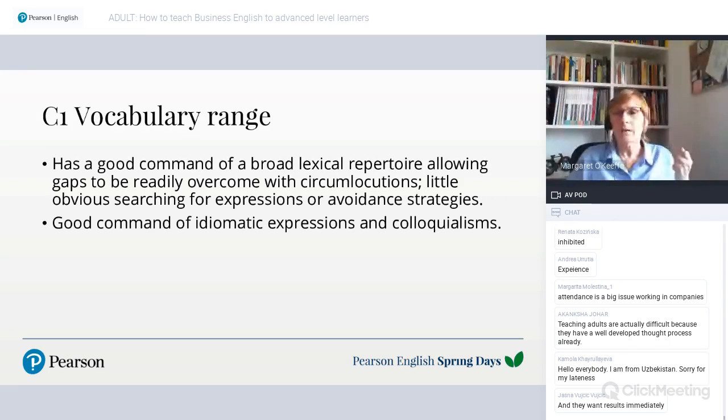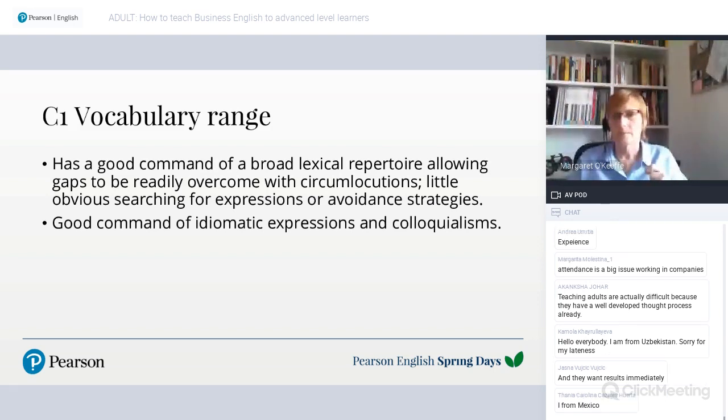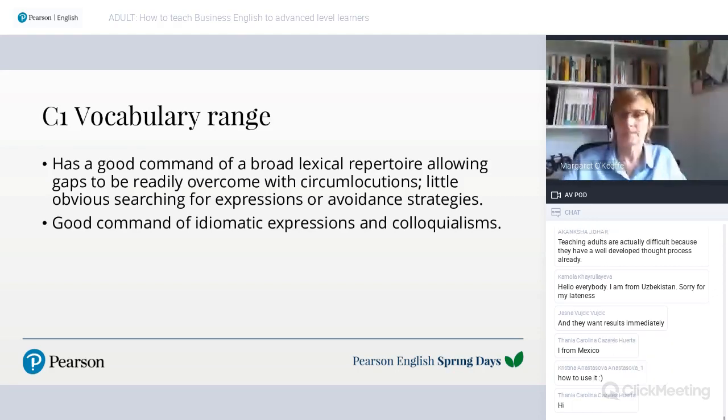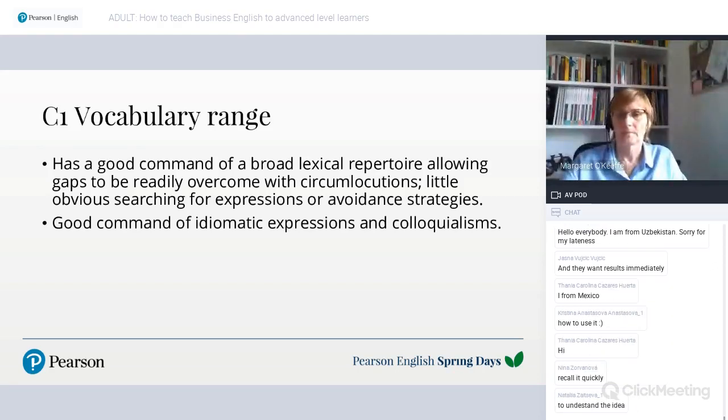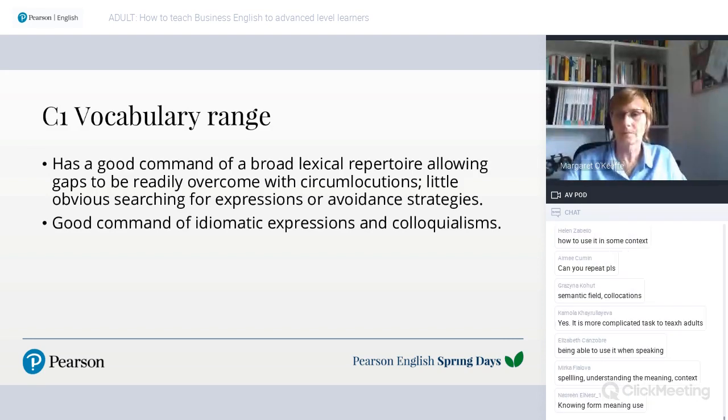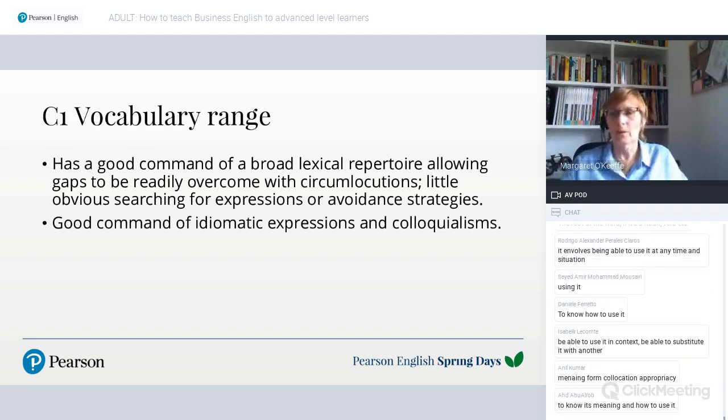Well, question for you again for the chat box. What does it mean to know a word? What is involved in knowing a word? Yes, how to use it, how to recall it. What does it mean to know a word? What are the different aspects of knowing a word?